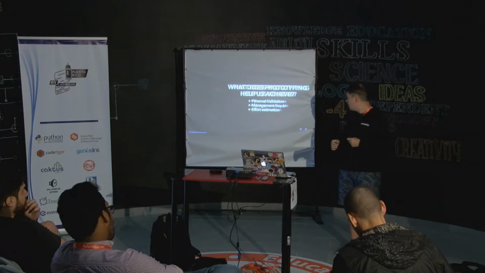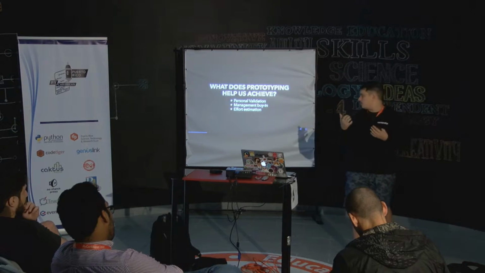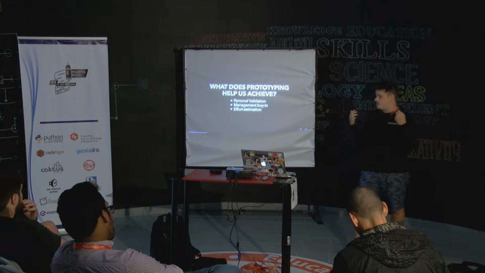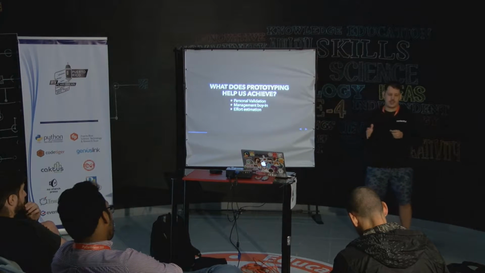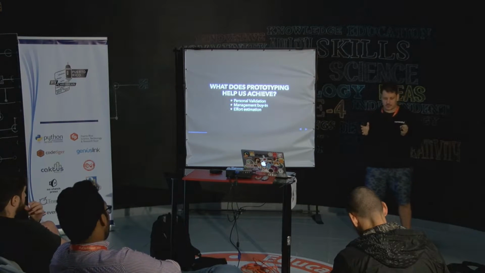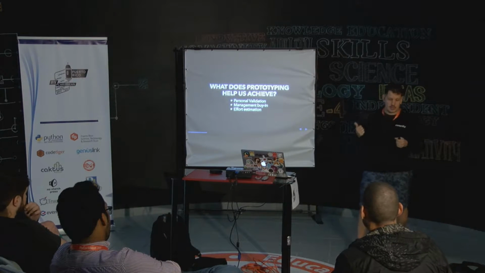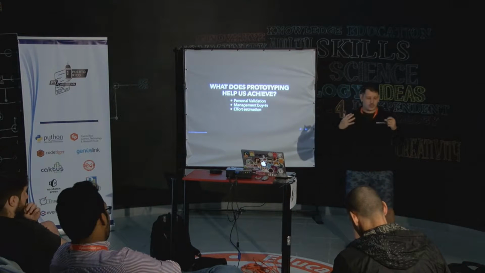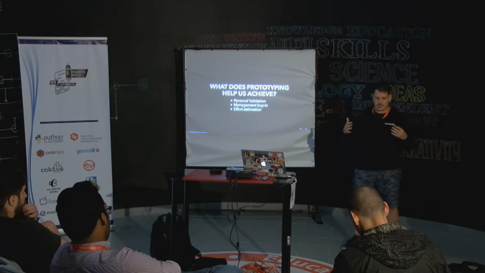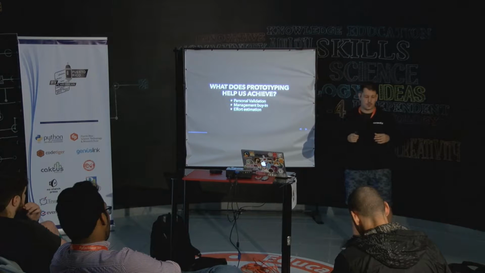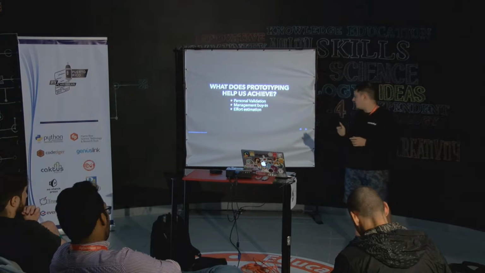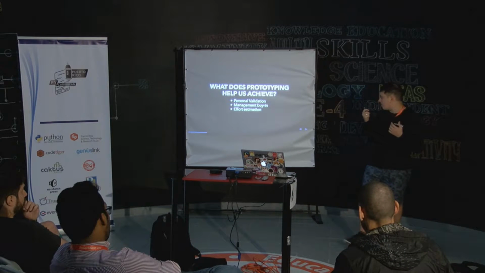So what does prototyping help us do? The first thing, what proof of concepts and visual prototypes help us do is have personal validation. We want to do something, and this allows us to say, yeah, it's possible. If I work some amount of time, I can actually do this. The second one is management buy-in.